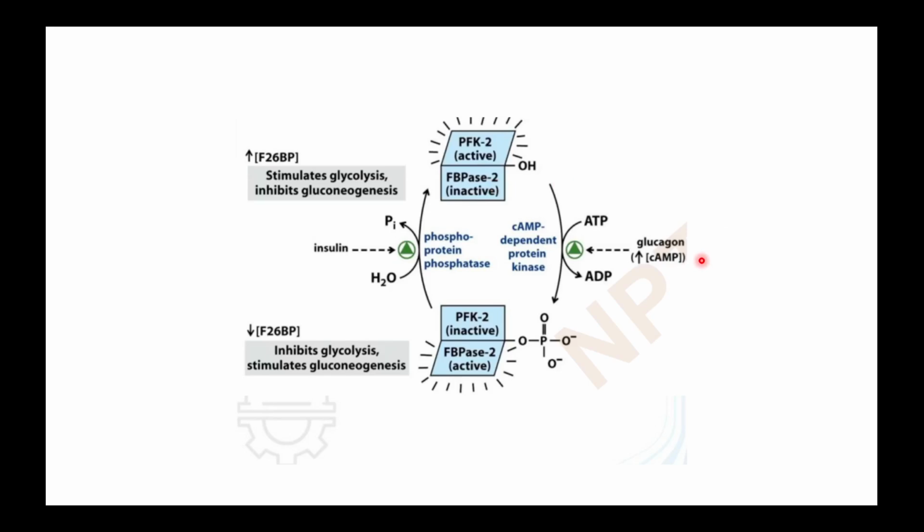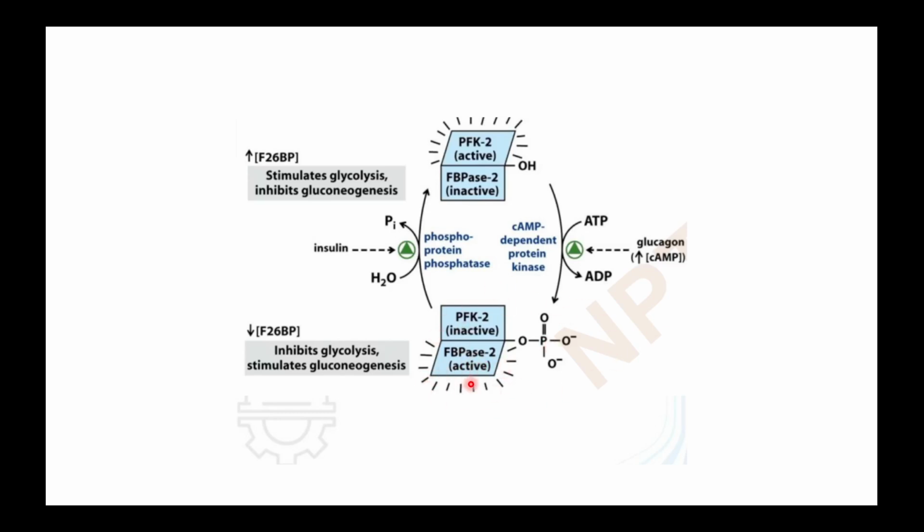So when glucagon is high, in that case, glucagon triggers the cAMP pathway, and that cAMP pathway will activate a protein kinase. Once that protein kinase is activated, this bifunctional enzyme gets phosphorylated. It is a kinase, so again, phosphorylation is the reaction that will be catalyzed. So this bifunctional enzyme gets phosphorylated. Once it gets phosphorylated, the FBPase2 becomes active and PFK2 becomes inactive in the phosphorylated version.